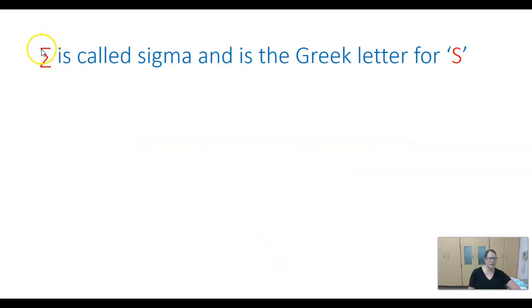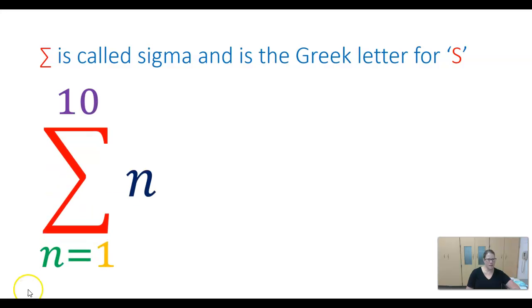So our little symbol here is called sigma, and it is the Greek letter for capital S. Okay, so S for sum here. And let's take a look at the parts of this. I've made these all different colors. We're going to talk about each one individually. So here are parts of the summation. The red piece right here, that is, as we know, the sigma. It is the part that tells me I'm going to be summing something together. So capital S for sum, right? It's just in Greek, so it looks like that.